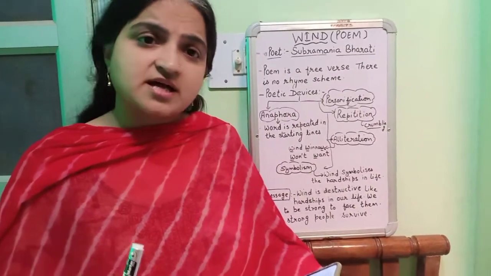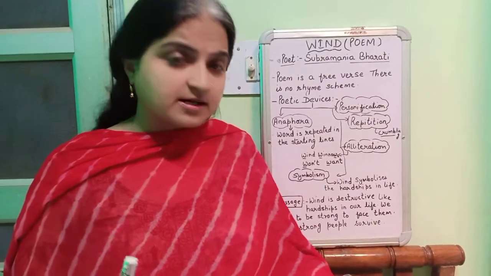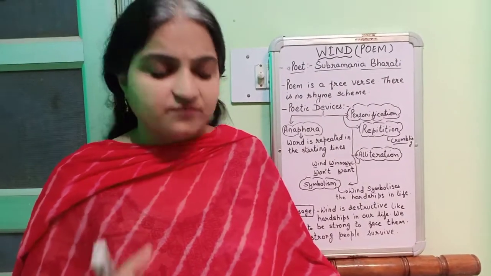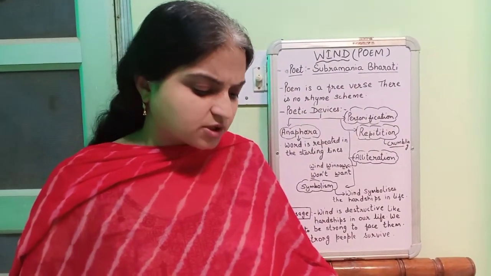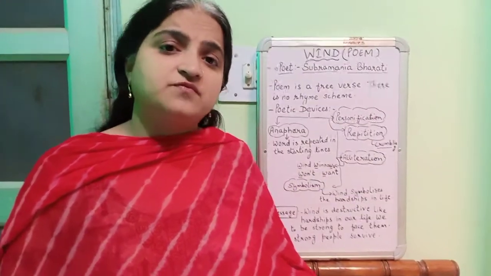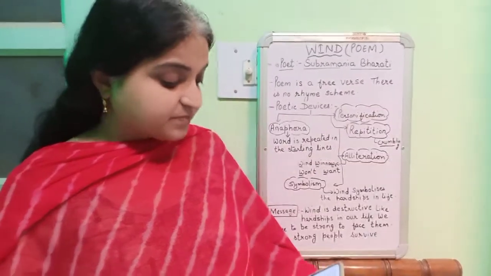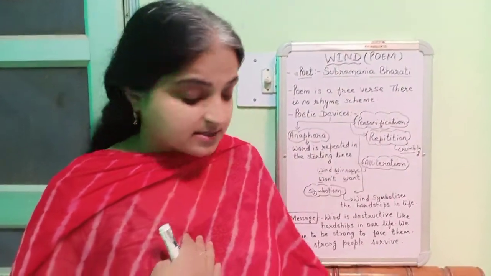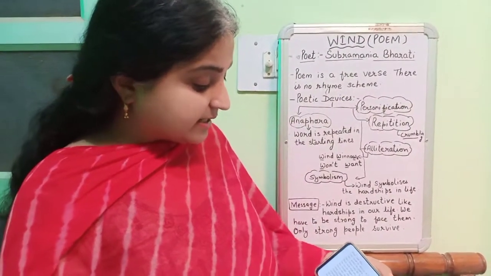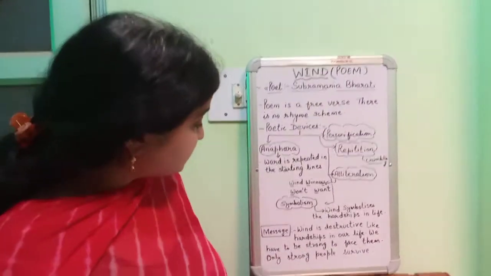If the houses are weak, they are going to be destroyed. If the doors are weak, crumbling means crushing or very weak. Rafters, wood, crumbling bodies, crumbling lives. Everything which is weak is going to be destroyed by the wind, and also crumbling hearts. So see, here the poet has used symbolism.